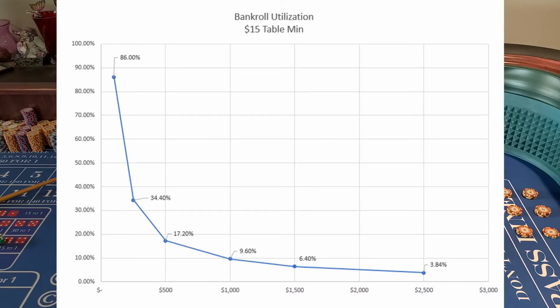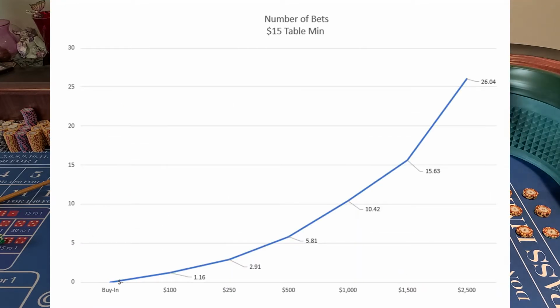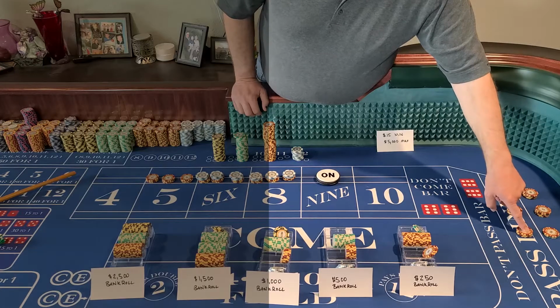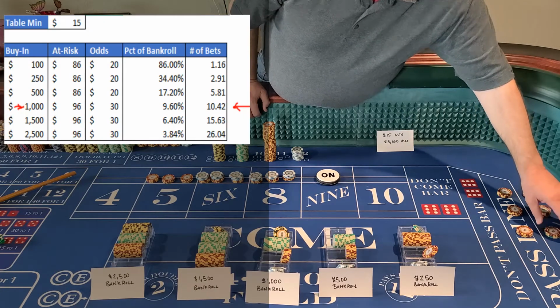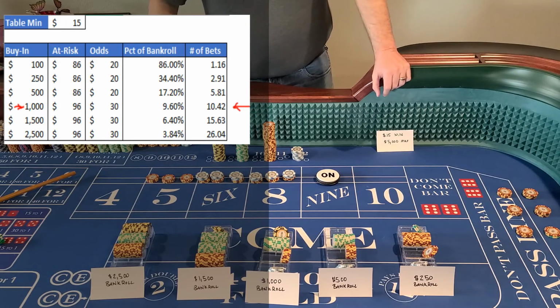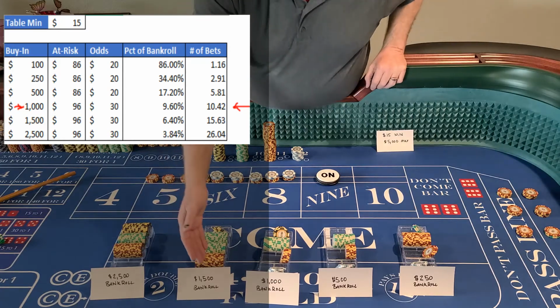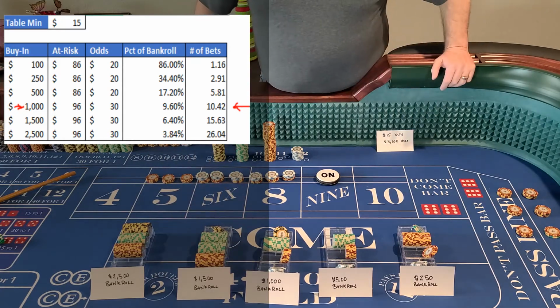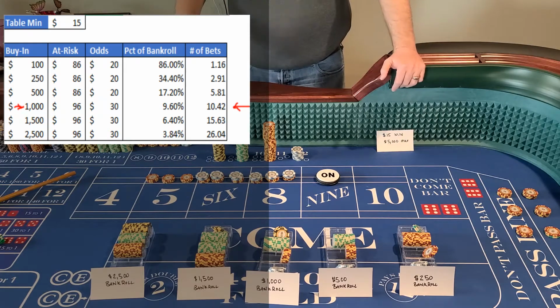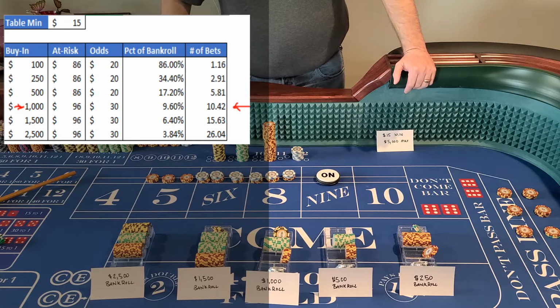All right, and now we go to the $1,000 bankroll. The $1,000 bankroll again has 51 inside. He's got a $15 pass line, so we're at 66, and he's got $30 in odds. So that is $96. $96 out of $1,000 is just under 10%. Right? So we're talking 9.5%.